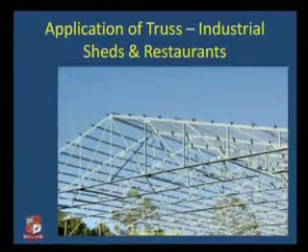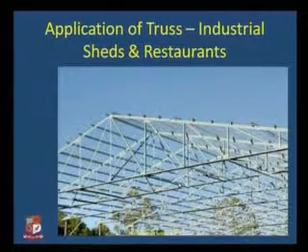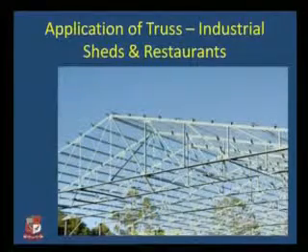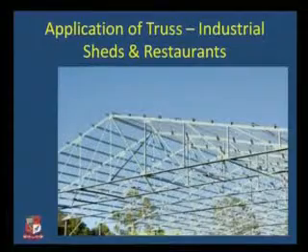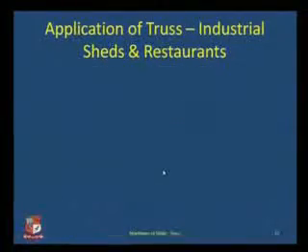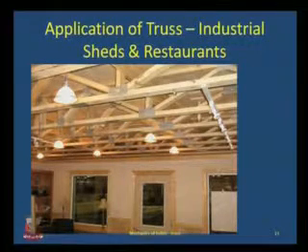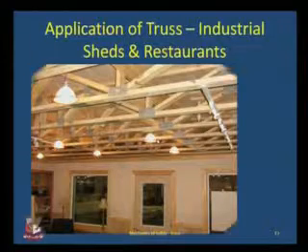Then you use trusses for industrial purposes, for creating large unhindered spaces below, so that you can keep your work going on without any hindrance. So these are large trusses which are constructed. This is an N type of roof truss created for an industrial shed. These are nowadays also used for restaurants, where you use wooden members to create a truss, as shown in the figure.